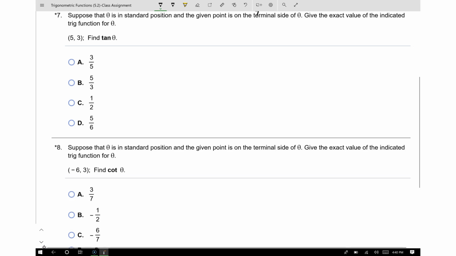For number 7, it's exactly the same type of problem. So I'm going to draw the y-axis and the x-axis, and this is quadrant 1, quadrant 2, quadrant 3, and quadrant 4, and we're looking for the tangent of theta. If you know the ratio, it's going to be the opposite side over the adjacent. Tangent is opposite over adjacent. We know that (5, 3) will be in quadrant 1.